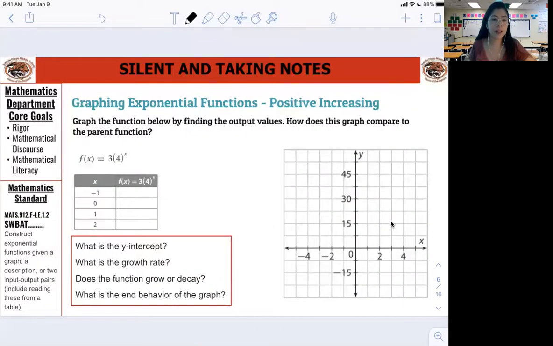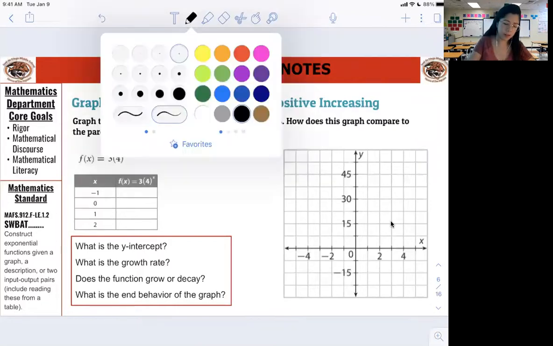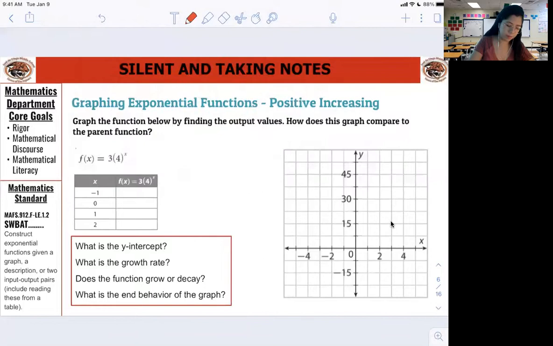So take a look at our new function. What is different about this function over here? We now have a y-intercept. Yeah, what is the y-intercept? 3. What is the growth rate? 4. Very good. Okay, so before we graph it, can anybody try to guess what is going to look different about it?